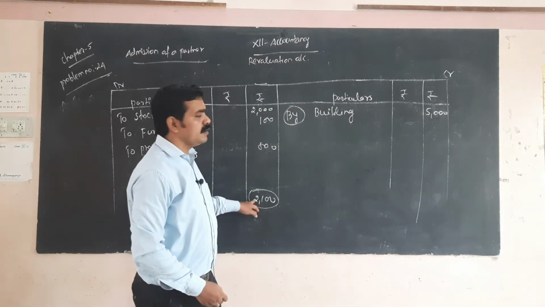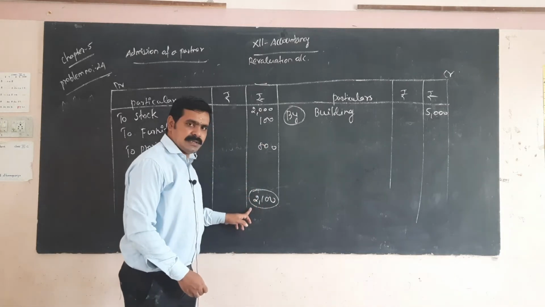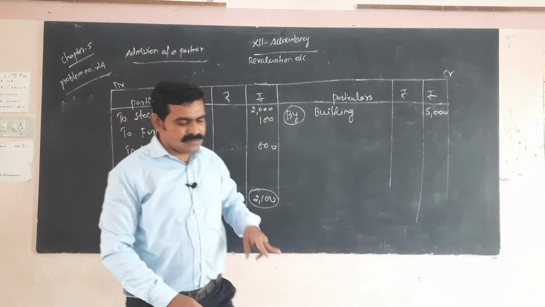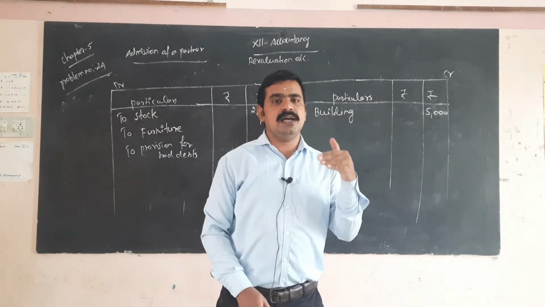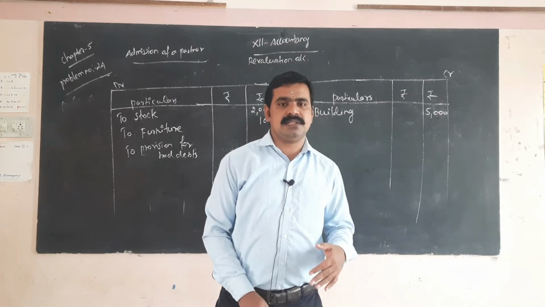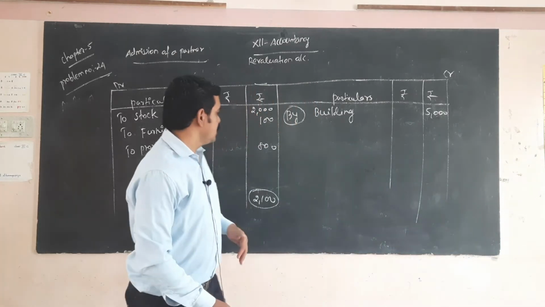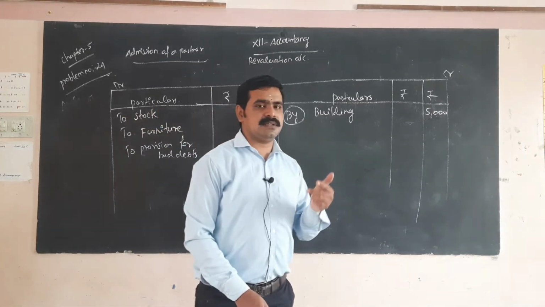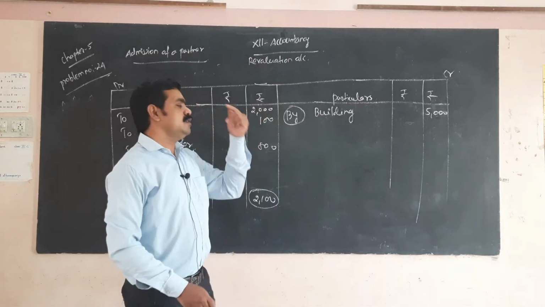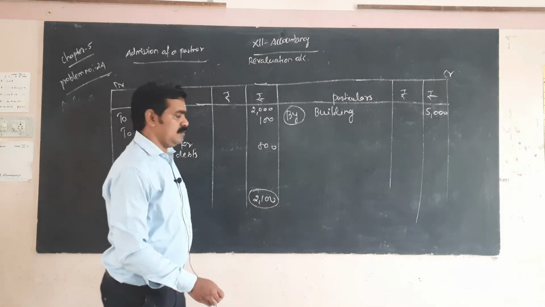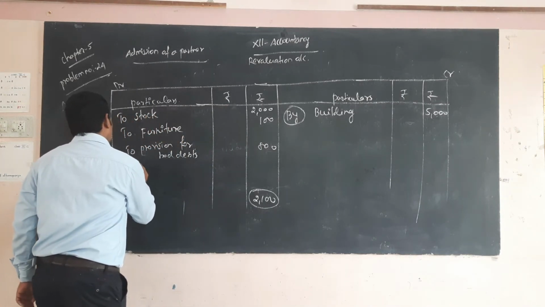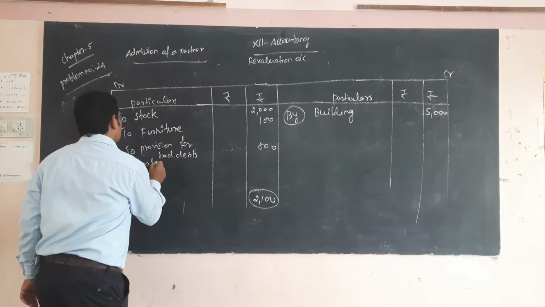That amount is transferred to the old partners' capital. Old partners means in this problem Rajan and Selva. These are the old partners, not Ganeshan. Ganeshan is the new partner. We have to transfer that revaluation profit to the old partners' capital account.